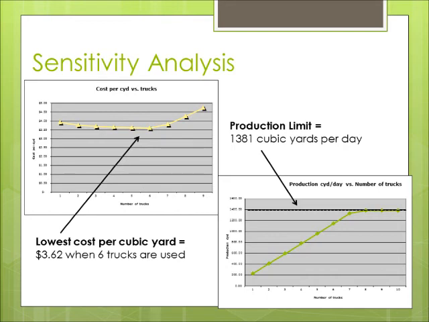Team 10 found that by adding 5 trucks to the original baseline of 1 truck, 6 total trucks provided the lowest cost per cubic yard and the lowest overall project cost. The lowest cost per cubic yard that could be obtained was $3.62.